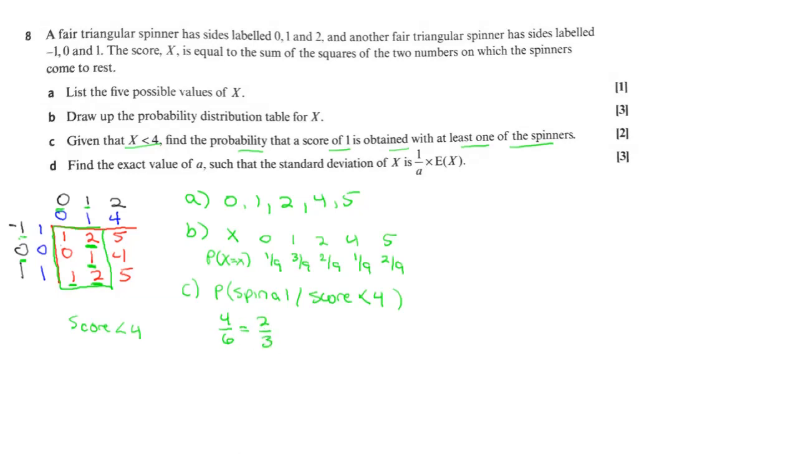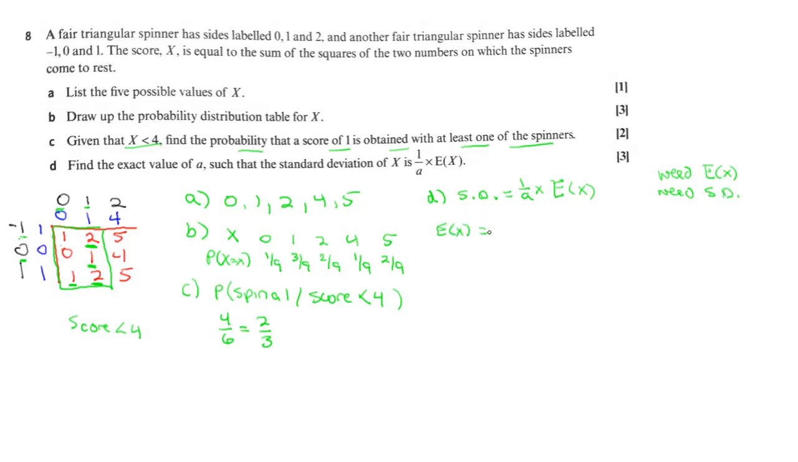That's the probability. And then in part D, it says to find the exact value of a such that the standard deviation of x is 1 over a times the expected value. Well, we're obviously going to have to find the expected value, and we're going to have to find the variance, which will lead us to the standard deviation. All right, so let's go ahead and start with that.